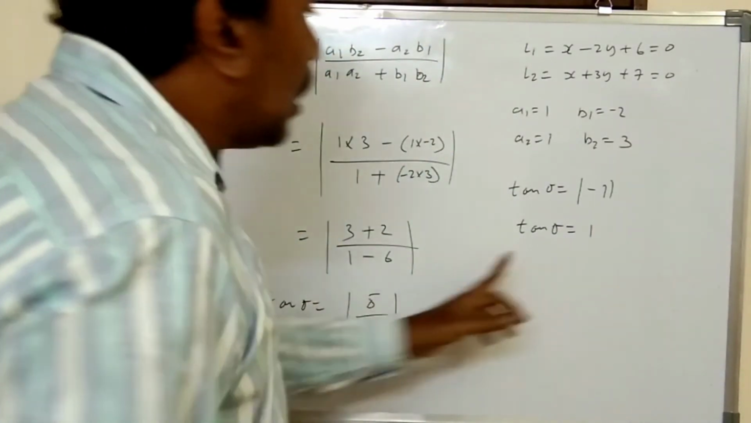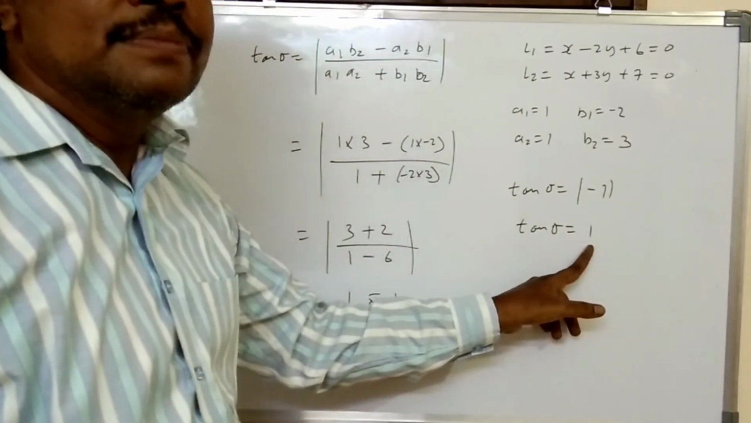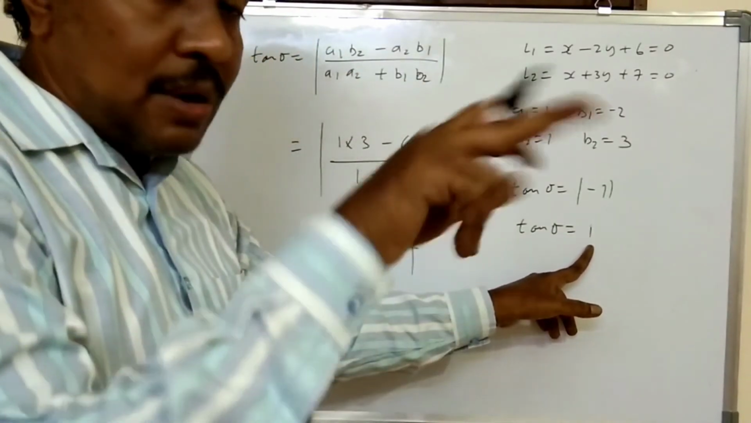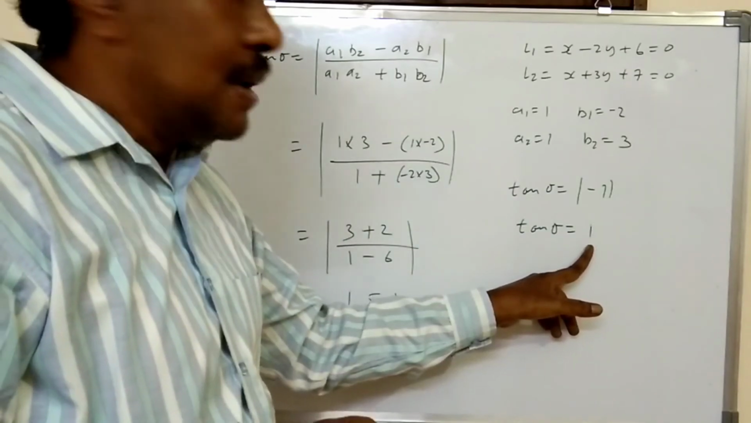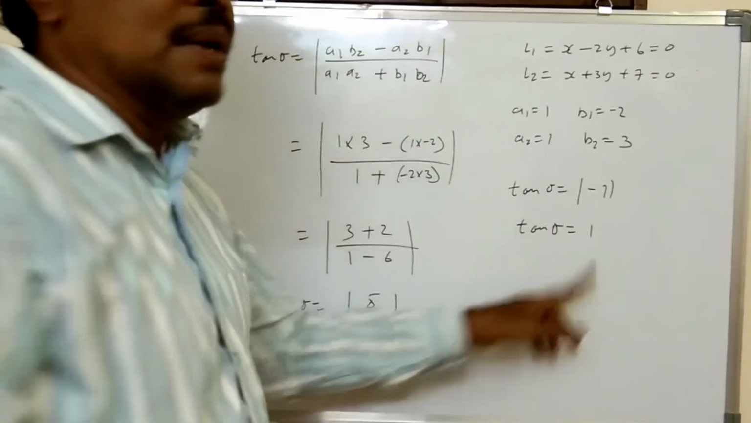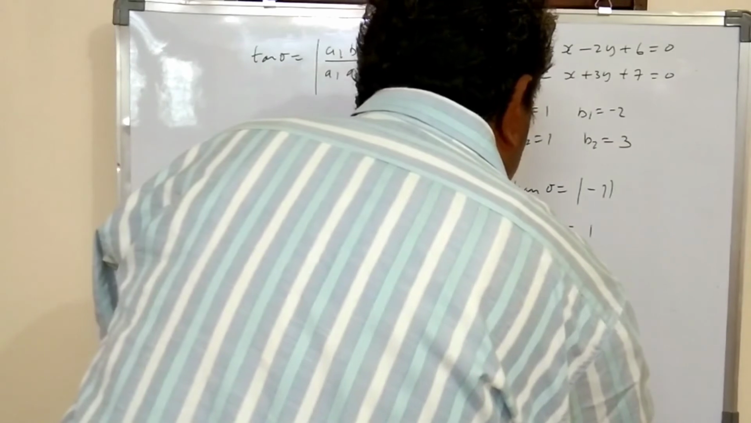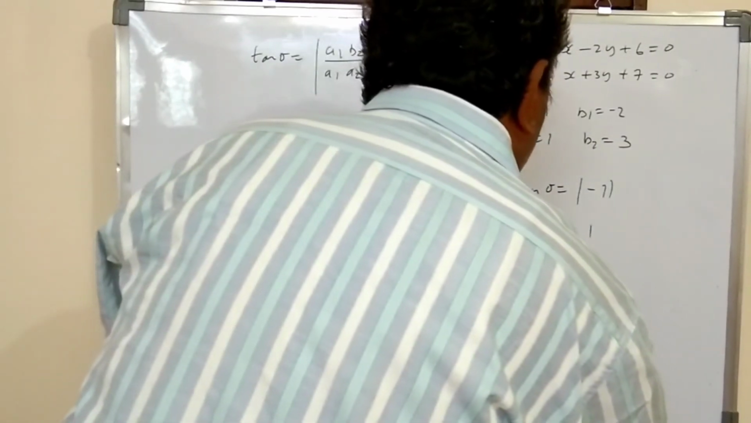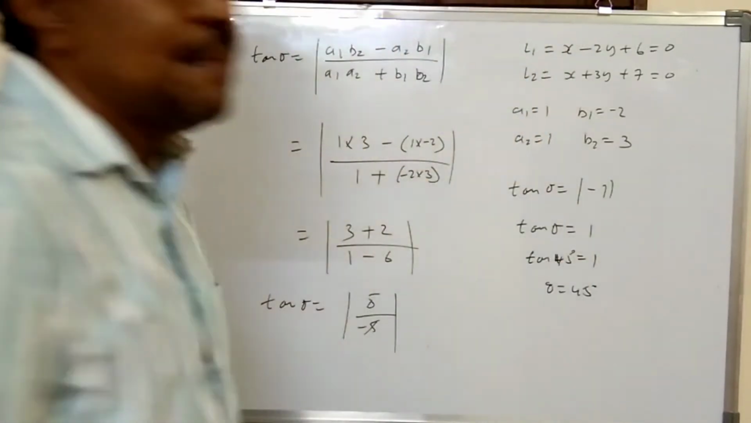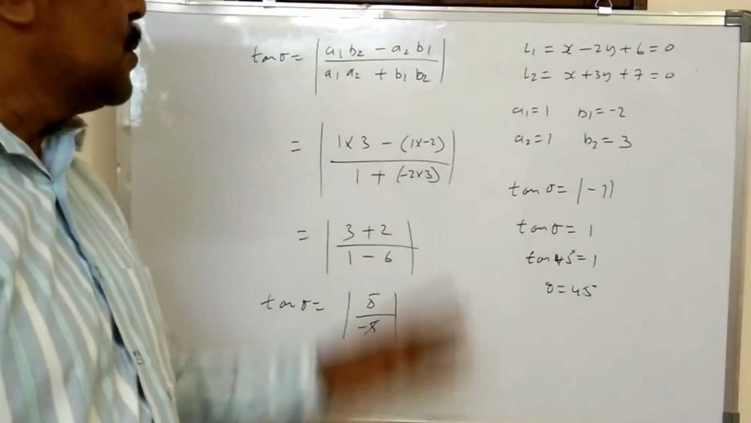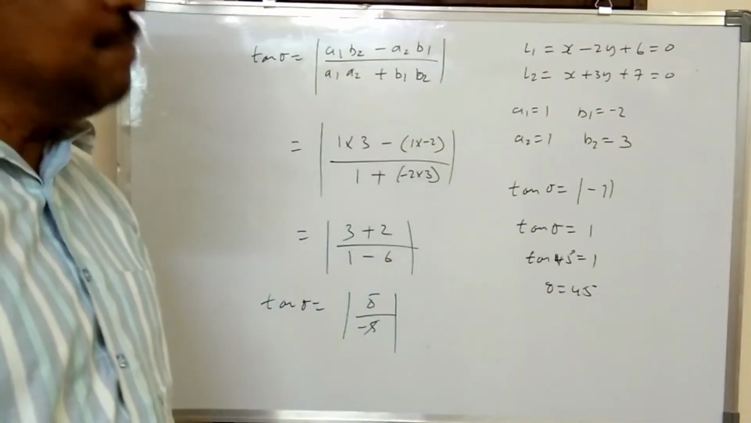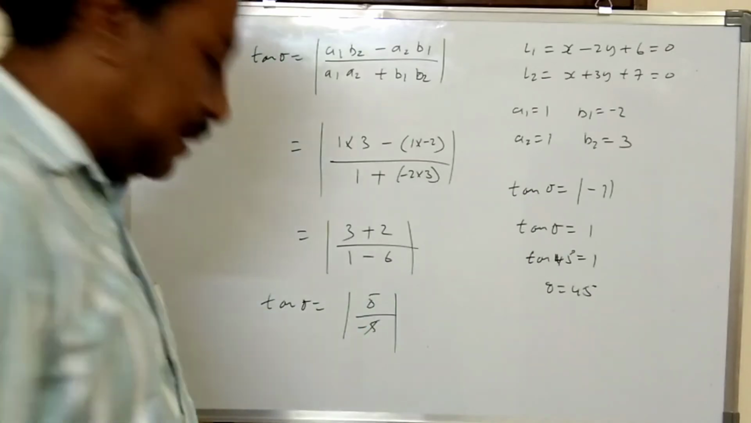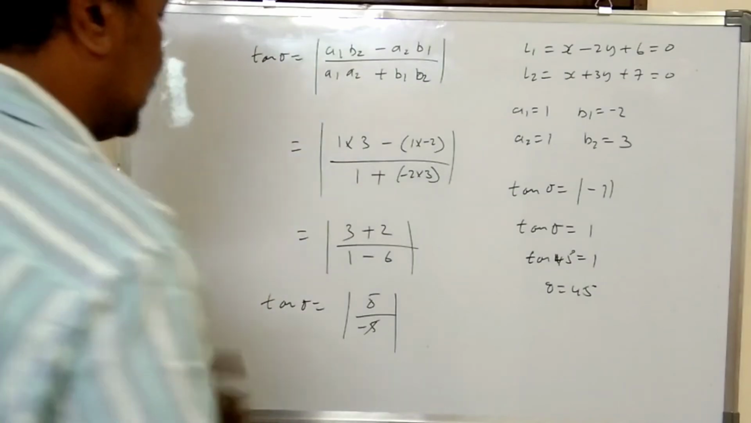So what value of tan theta is equal to 1? Tan 45 degrees is equal to 1. So theta is equal to 45 degrees. We got the same angle. Whether we use cos theta or tan theta, we got the same angle. So theta is equal to 45 degrees. Okay. Next.